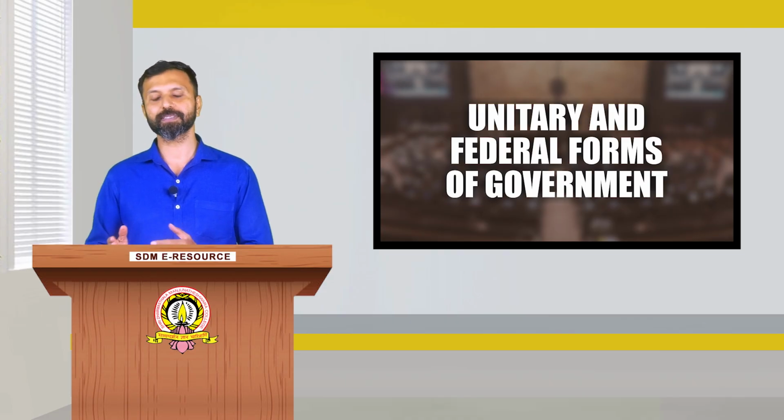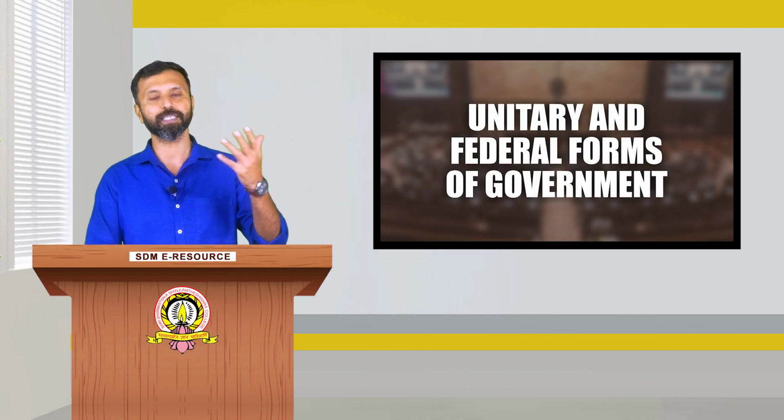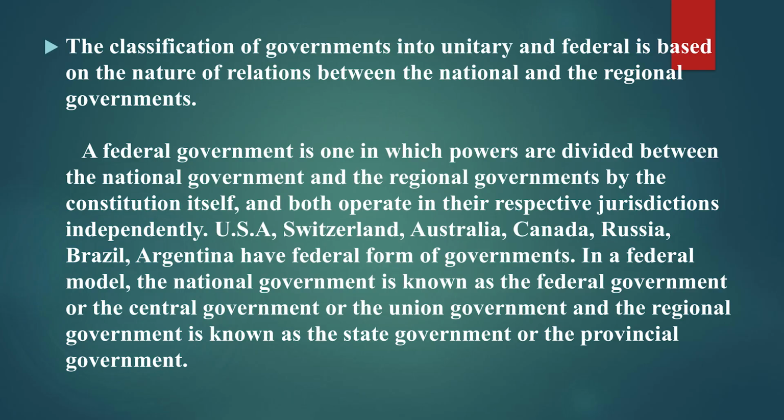So we come to the understanding that the federal form of government is directly against the unitary form of government. The classification of government into unitary and federal is based on the nature of relation between the national and regional government. A federal government is one in which powers are divided between the national government and the regional government by the constitution itself, and both operate in their respective jurisdictions independently. The United States of America, Switzerland, Australia, Canada, Russia, Brazil and Argentina have a federal form of government. In a federal model, the national government is known as the federal government, the central government or the union government, and the regional government is known as the state government or provincial government.